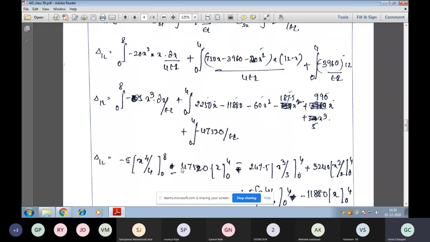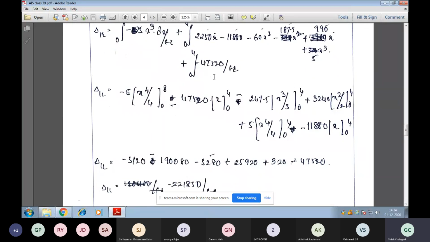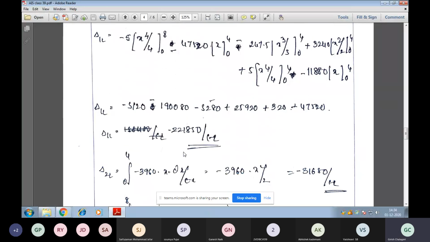Here I have taken minus. Integrate 4752 into x raised to 4 plus 2250, that is, multiplying this equation with these equations, we get this long equation. Once we get this equation, integrating with respect to dx with the limits of 0 to 4, we get the final delta 1L value, which will be minus 2,21,850 by EI.